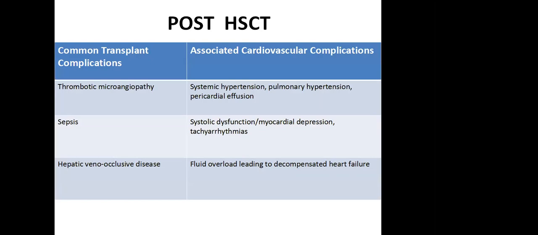Post-HSCT, common transplant complications could be thrombotic microangiopathy and associated cardiovascular complications: systemic hypertension, pulmonary hypertension, and pericardial effusions. It could be due to sepsis, systolic dysfunction, and myocardial depression. Hepatic veno-occlusive disease and fluid overload lead to decompensated heart failure.